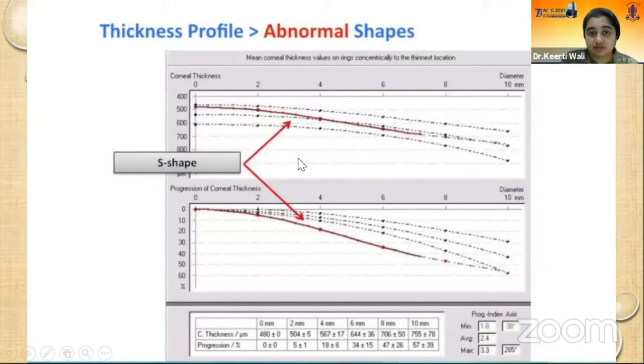This abnormal zone is showing the S shape, and the S is happening before reaching the 6 mm. If this S is after 6 mm, it will show a moderate risk, not a high risk. This graph is showing a high risk case with an average of 2.4.